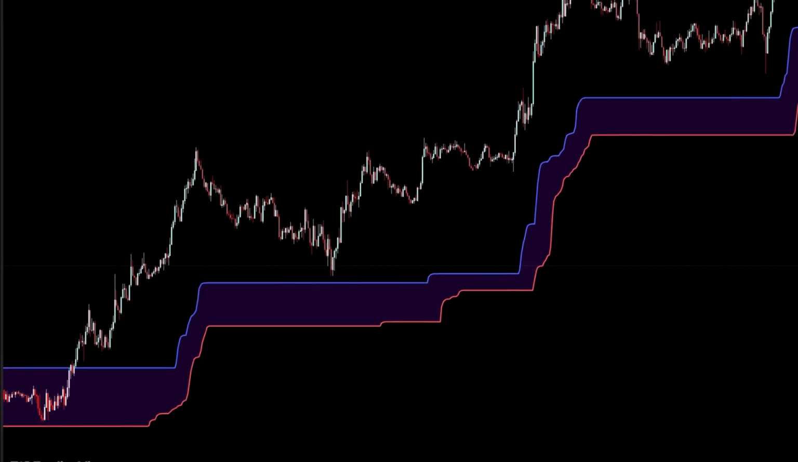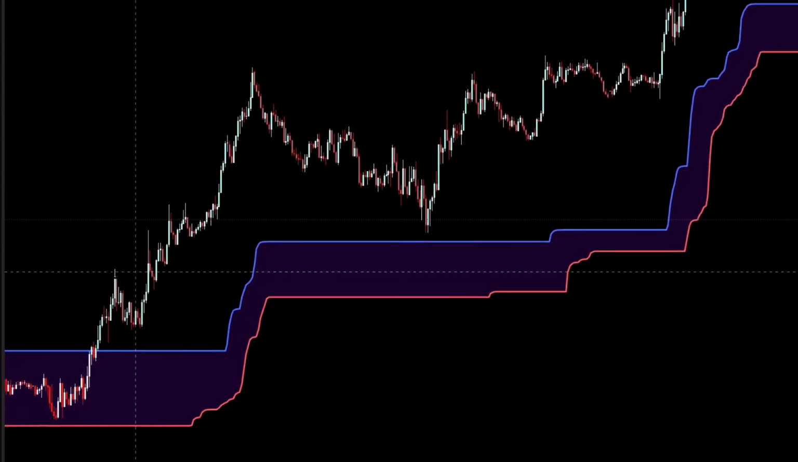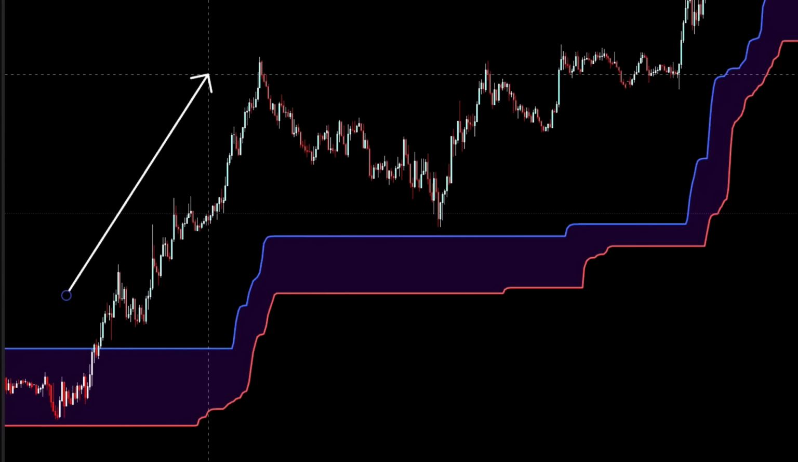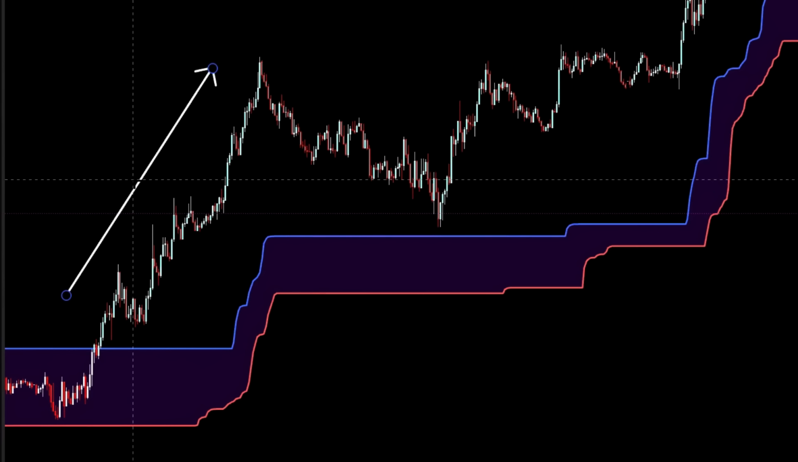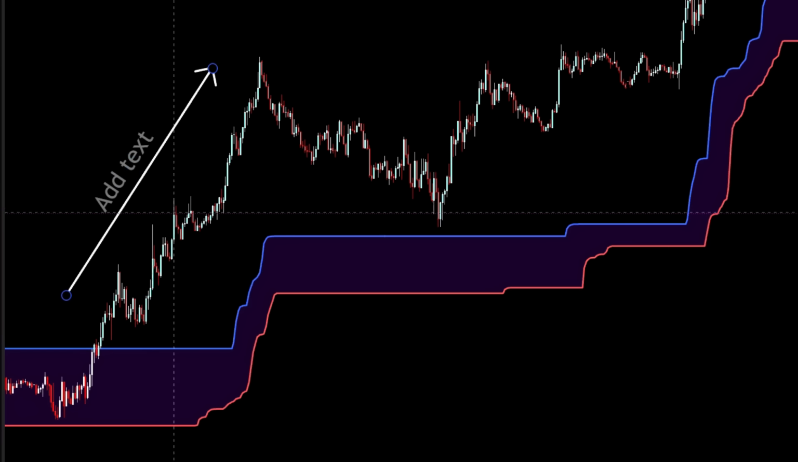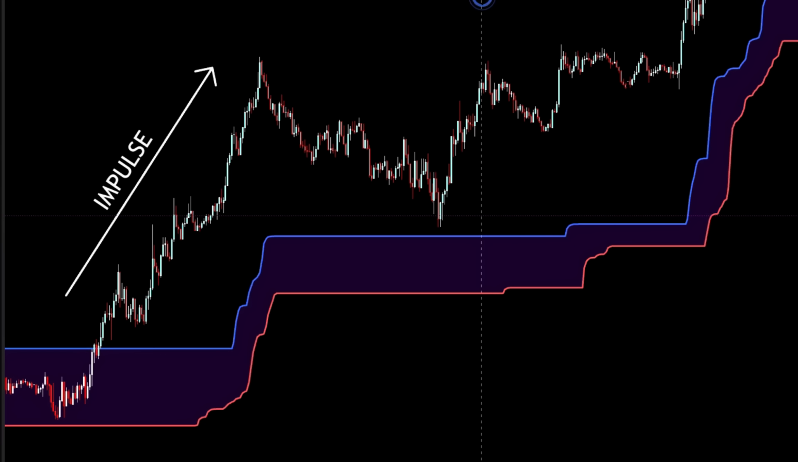Now let's actually look at what's happening on the chart, because this is where it clicks. Price is moving in what I call an impulse, which is just a strong push in the direction of the trend. And look, watch the purple band. It steps up right along with the price, trailing it as it climbs.